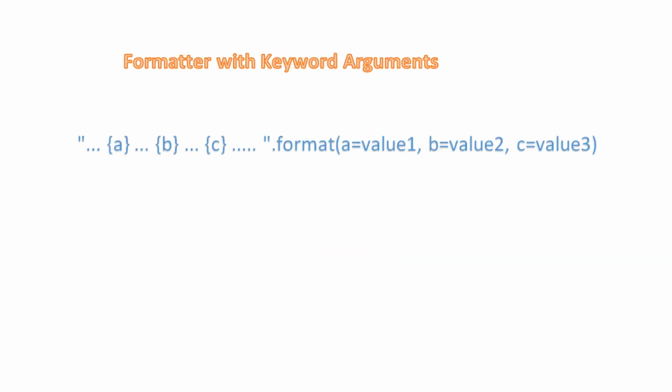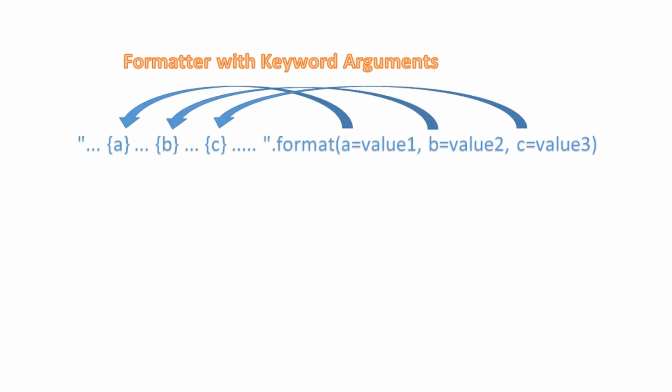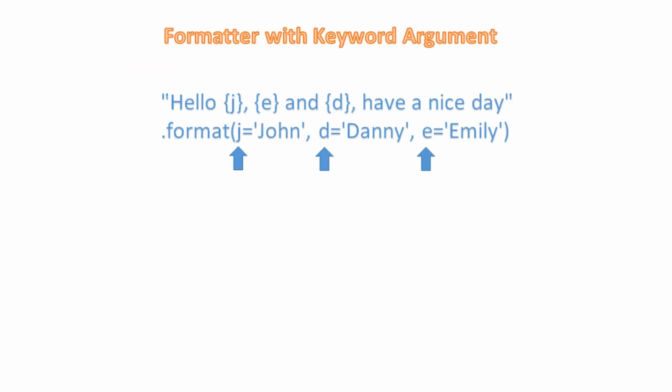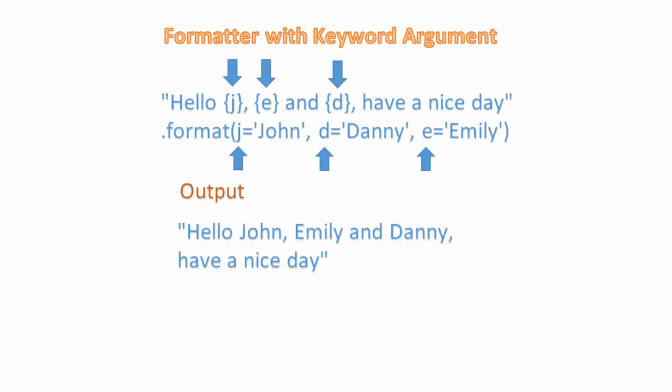Formatter with keyword arguments. A keyword argument is associated with the value and that argument is added in the placeholder to replace the appropriate value. For example, here I am associating each value to a keyword argument and I am using that keyword argument in the placeholder. Here the arguments are in the order J, E, D. So the output will be John, Emily and Danny.